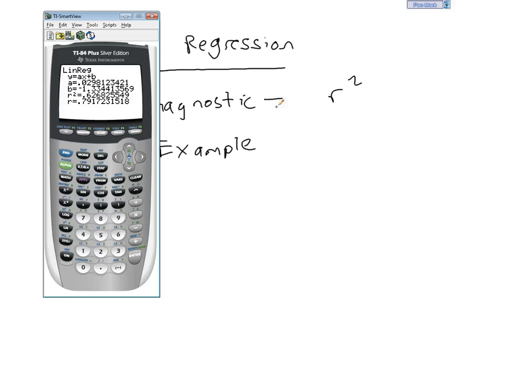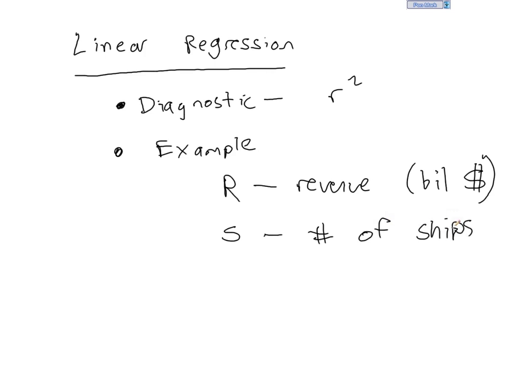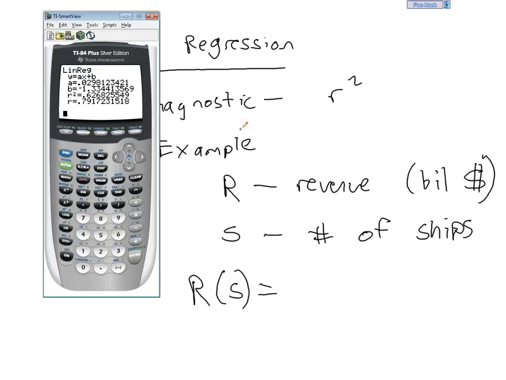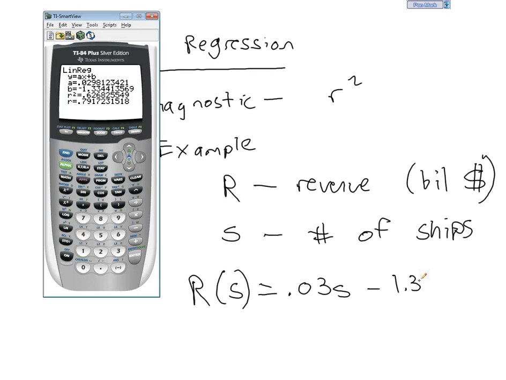We can say our equation would be, well, let's call R the revenue. And remember, this is measured in billions of dollars. Measurements are important. And then we have the number of ships, which I'll just call S. So I'm not using X and Y. To calculate the revenue as a function of the number of ships, my equation would be 0.03, I'll just round it, times X, which in this case is the number of ships, minus 1.3. I'll just round it to the tenths place.